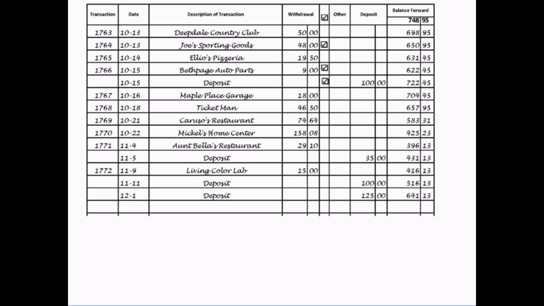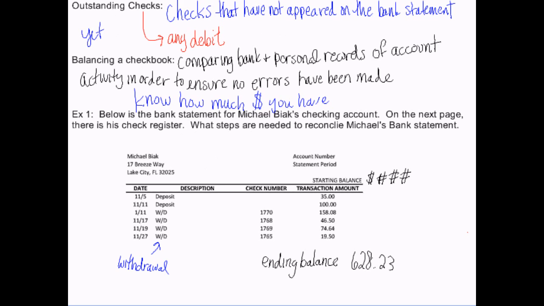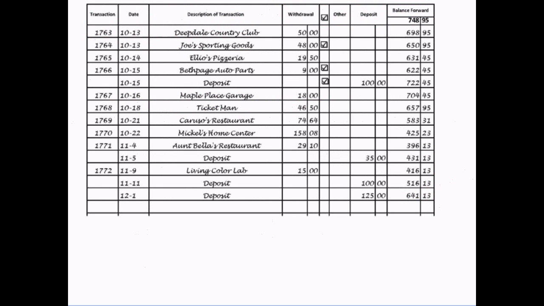So what you do is you look at the bank statement and you check off everything that's on there. That's step one. Go over here first and check off transactions. Okay, so I have a deposit for $35 first. I'm going to find a deposit for $35 here, and check it off. It's been accounted for in the bank statement.